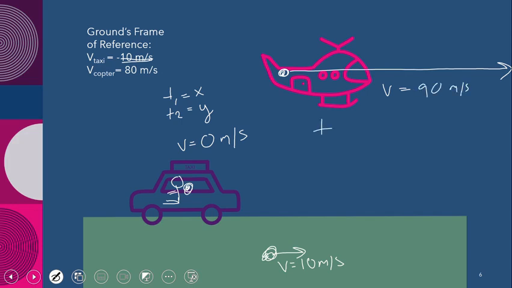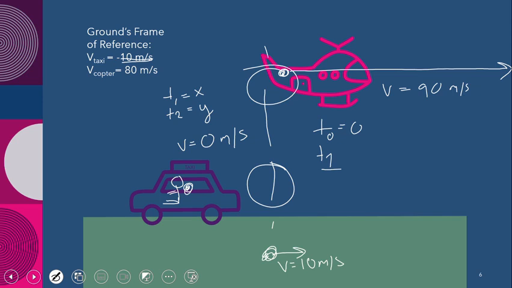So let's say that at time t equals 0, the taxi and the copter are vertically lined up. So that's your copter here, and that's your taxi over here. So the separation distance between the two at time equals 0 is 0. Now, at time t equals 1 second, from the ground's point of view, the taxi moves 10 meters to the left, and the copter moves 80 meters to the right. So now, their separation distance is 90.